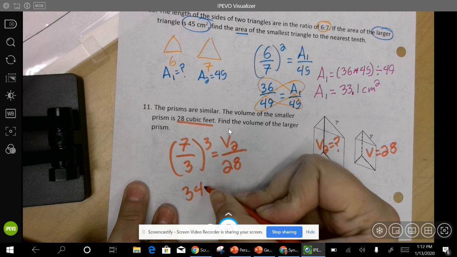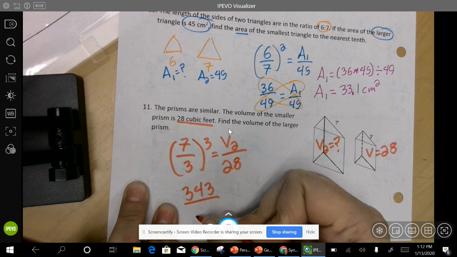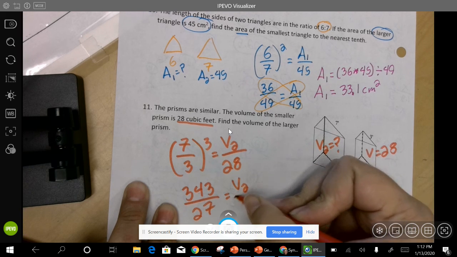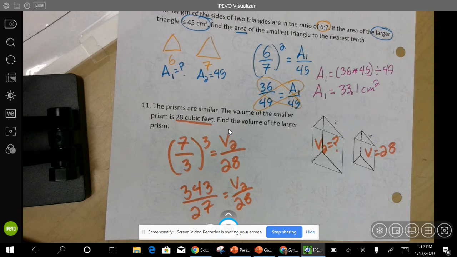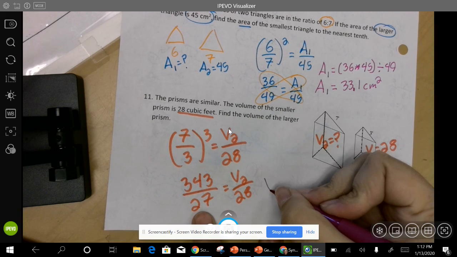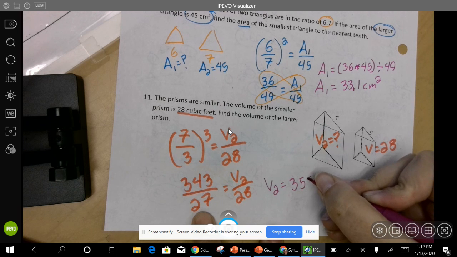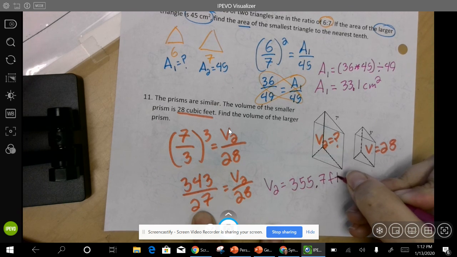7 cubed is 343. 3 cubed is 27. We're going to cross multiply and divide. And we get that the volume is 355 and 7/10 feet cubed.